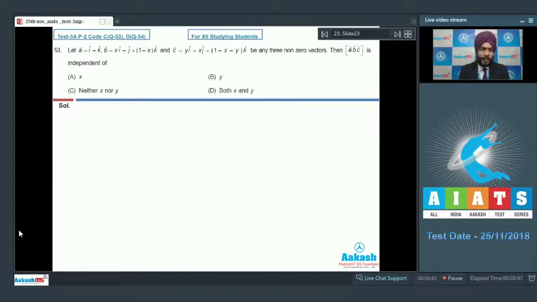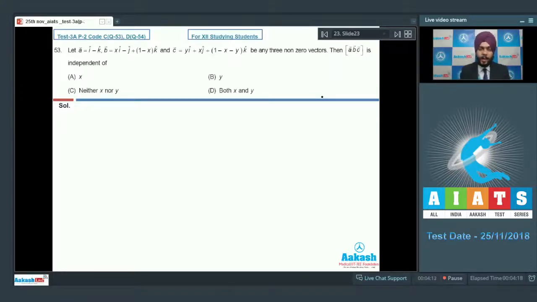Question number 53, it says that let A vector be i cap minus k cap, B vector be x i cap minus j cap plus (1 minus x) k cap, C vector be y i cap plus x j cap plus (1 minus x minus y) k cap be any three non-zero vectors. Then the scalar triple product of A vector, B vector, C vector is independent of.